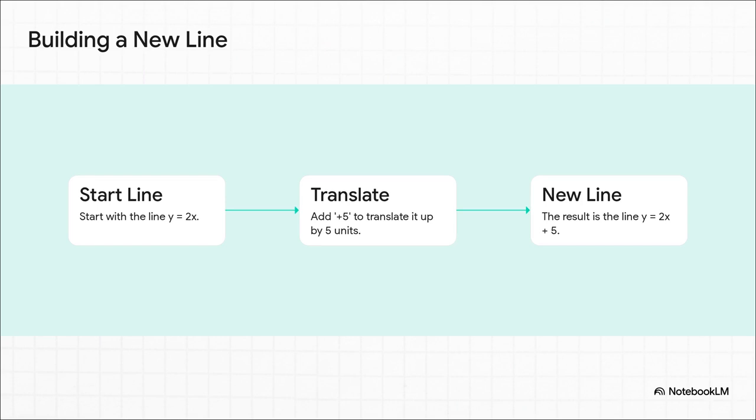So check this out. Here's how we use that idea. We can start with a basic line. Let's say y equals 2x, which goes right through the middle of our graph. Then all we do is add a plus 5 to that equation. And what happens? The entire line just slides. It translates straight up by 5 units. The angle, the steepness, it's all exactly the same. It just has a new home.